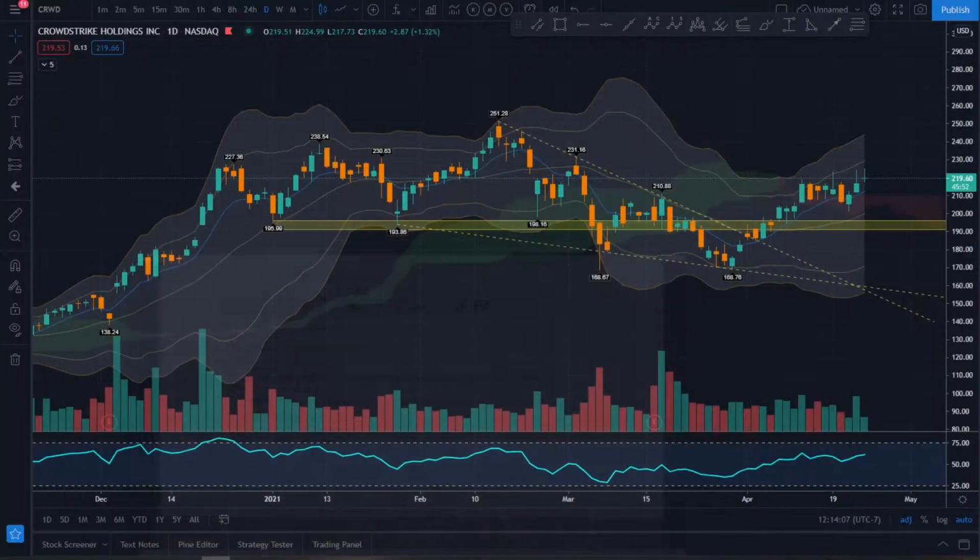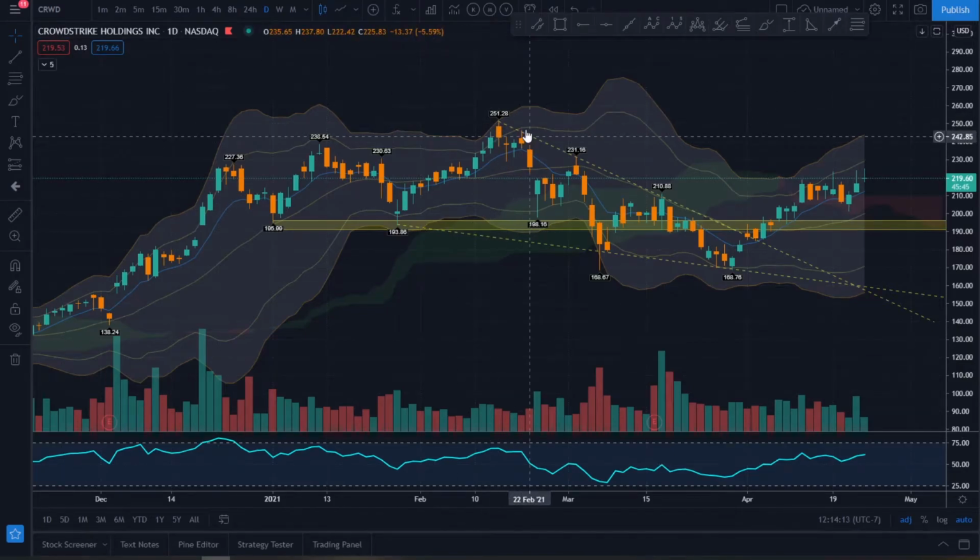What we're going to use is this example here of a falling wedge, which is on CrowdStrike. We have this trend line as the upper trend line, and this is the lower trend line. And you see how the pattern forms where it touches the bottom, touches the top, touches the bottom, touches the top. And it starts to slope down into this triangle pattern. And that's what we would call a descending wedge.